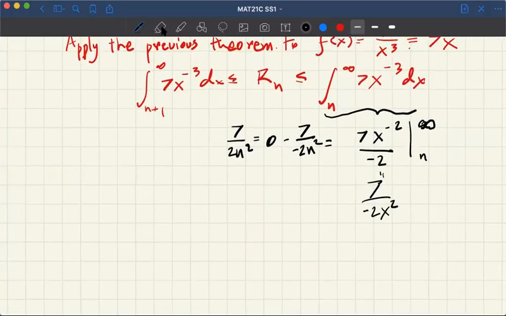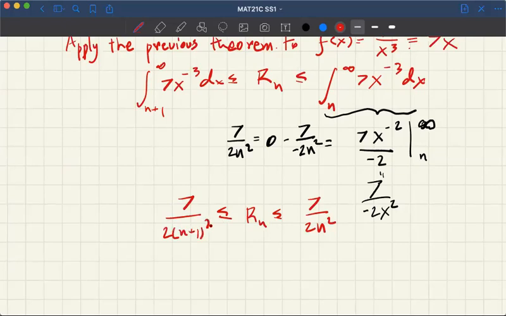Okay, good. Let's keep computing this. It becomes Rn less than or equal to 7 over 2n squared. We just computed that this is equal to this. Now when n is replaced by n+1, it's just going to be 7 over 2(n+1) squared. Instead of n, now it's n+1. I just plug in n+1 here. Any questions so far?